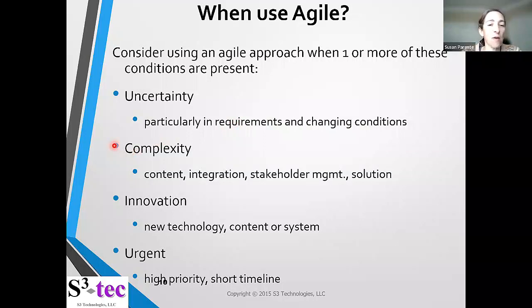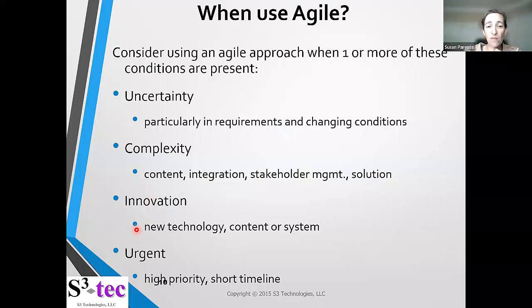If there's a high level of complexity, this could be in the content, integration. So perhaps I'm creating a product that then integrates with another product. Maybe there's another project going on at the same time that I need to communicate with. There could be complexity in stakeholder management, in the number of stakeholders or the complexity of the stakeholder list. Also a complex solution. So things like NASA or other technology-driven things where there's a lot of complexity.